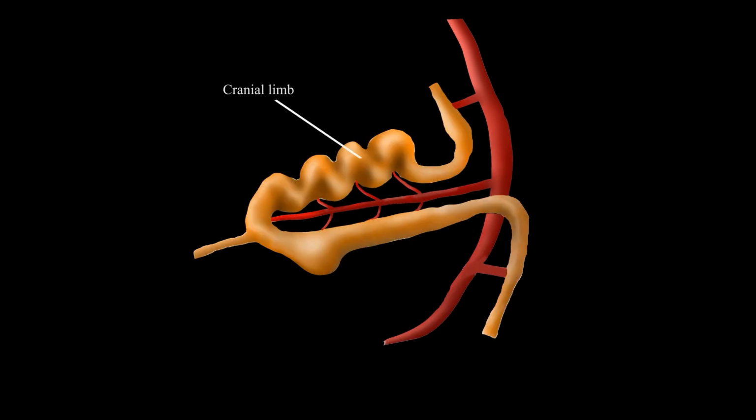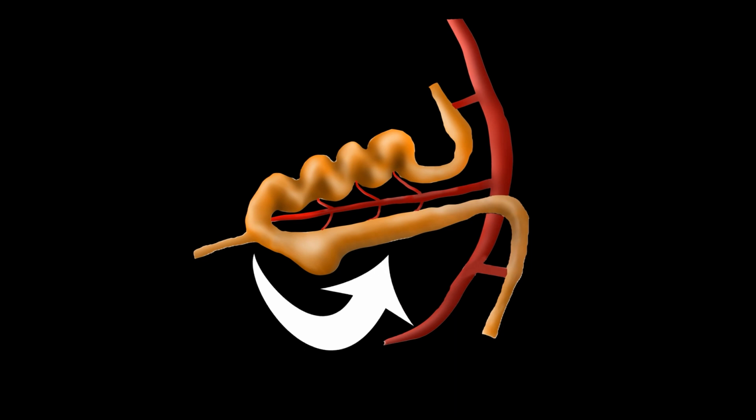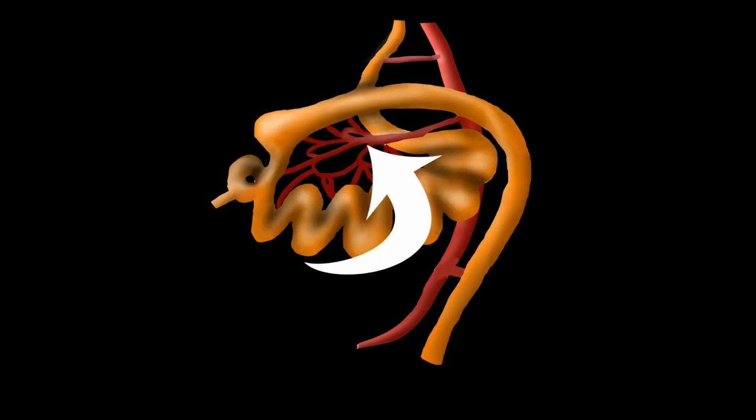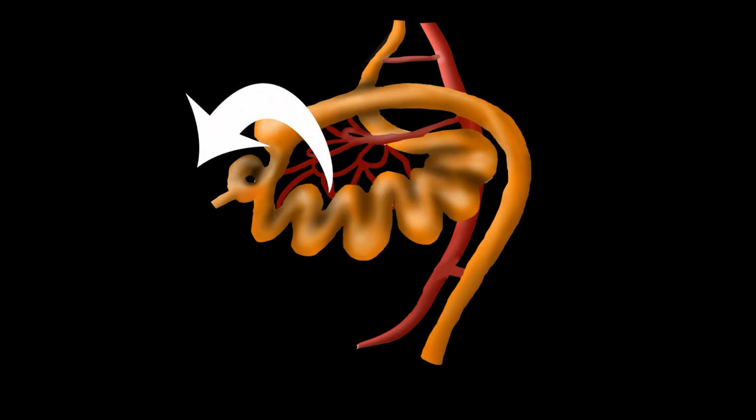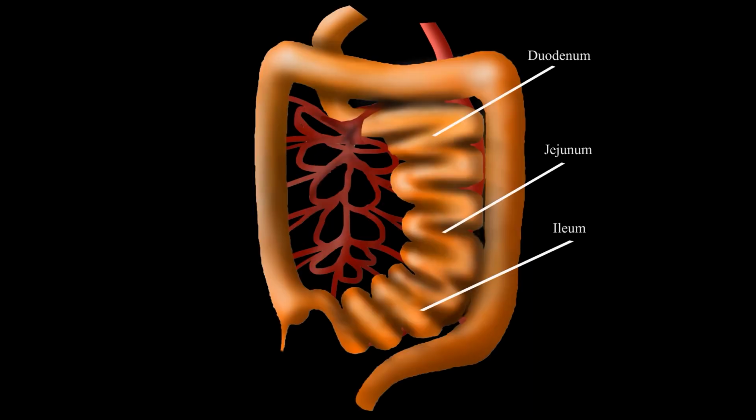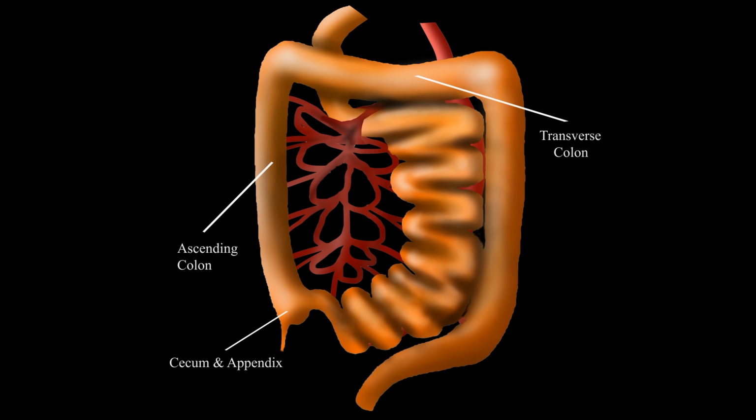The cranial limb of the midgut, now on the right side of the umbilical cord, becomes highly convoluted throughout the next few weeks. The caudal limb of the midgut, now on the left side of the umbilical cord, grows a small cecal bud, ultimately becoming the cecum and appendix of the colon. During the 10th week of development, the midgut retracts back into the abdominal cavity and rotates an additional 180 degrees counterclockwise, for a total 270 degree rotation of the intestines. The duodenum, jejunum, and ileum are now inside the borders of the entire colon, which is composed of an ascending part, a transverse part, a descending part, and a sigmoid part.